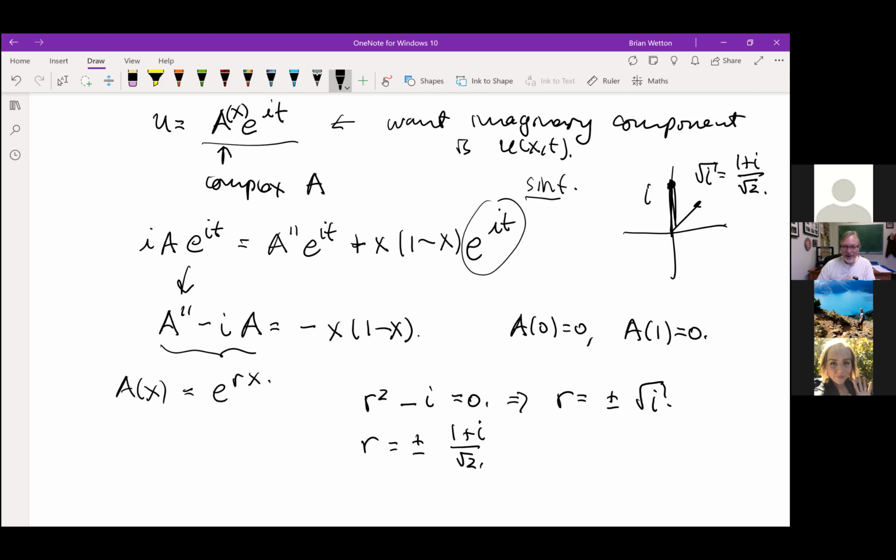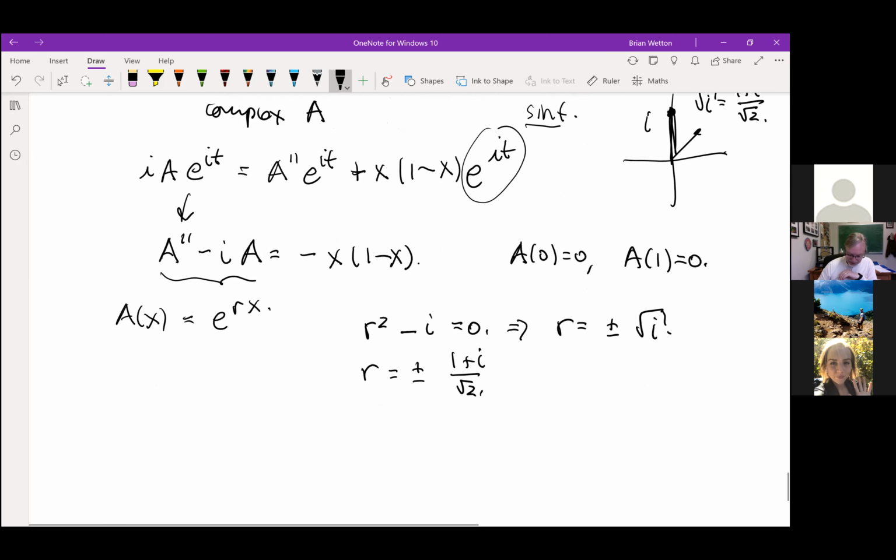Hey, the square root of i came up in something else we did, but I can't remember what that was. Something relatively recently. I can only imagine that it was really complex.